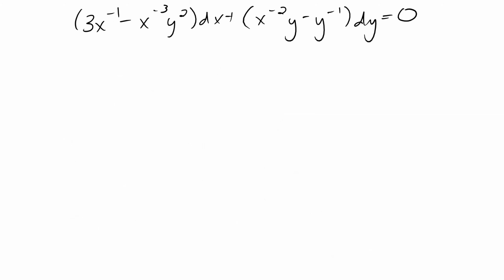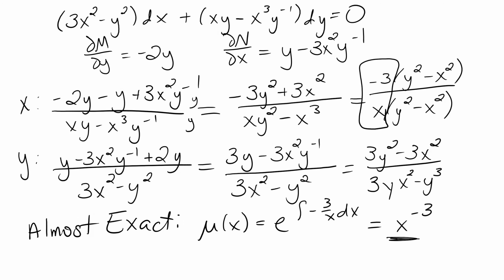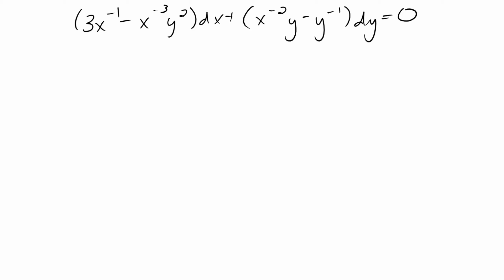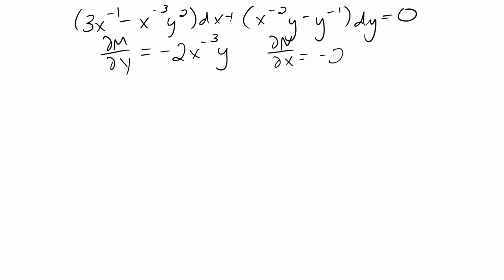So I went ahead and multiplied everything through by x to the negative third. So I get (3x to the negative 1 minus x to the negative third y squared) dx plus (x to the negative 2 y minus y to the negative 1) dy equals 0. Let's check those partials. The partial of M with respect to y would be negative 2x to the negative 3 y. The partial of N with respect to x is negative 2x to the negative third y. Those are, in fact, equal. So now I can solve. So that was really step 1.